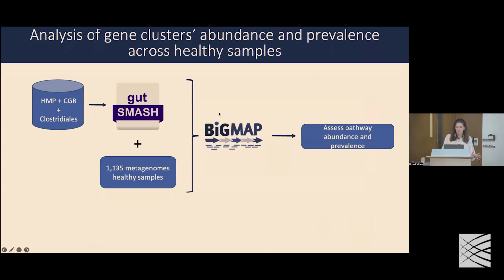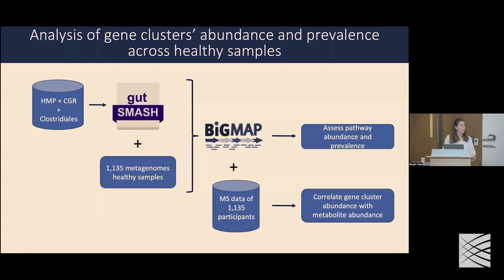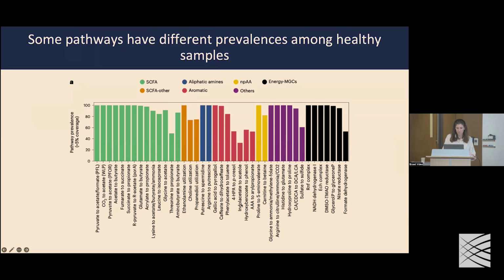In this way, we could assess the abundance and prevalence of the pathways that were predicted by gutSMASH. We also wanted to see if the gene cluster abundance was able to correlate with the metabolite abundance. So for that, we also used BiG-MAP's results in combination with the MS data of these same participants.